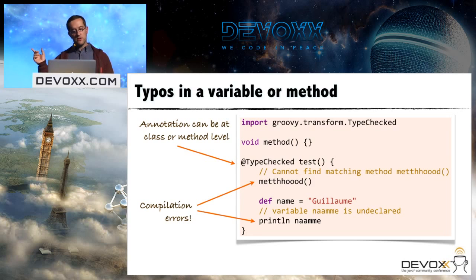And the annotation, so this is just the test method, which is statically type checked, but you can put that annotation at the class level or at the method level. So perhaps you want the whole class to be statically type checked, or you might just want one particular method to be type checked.